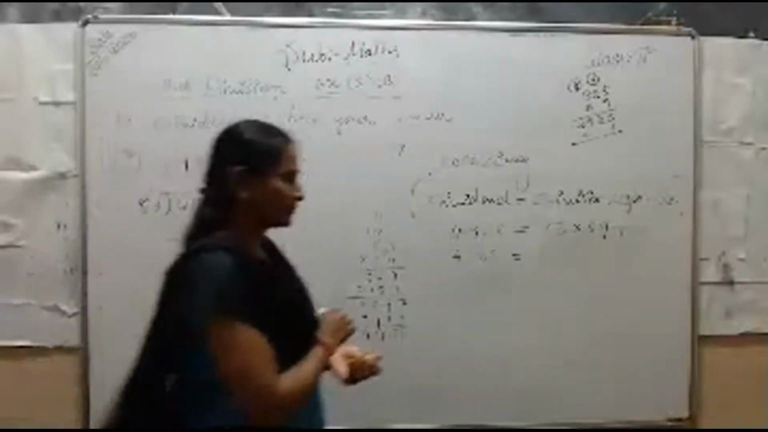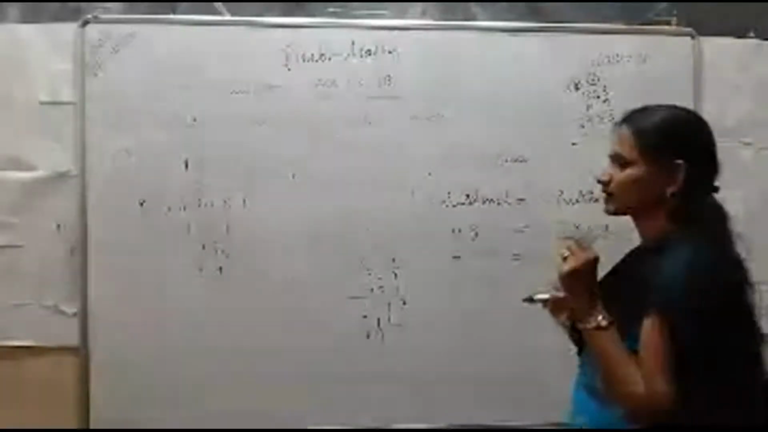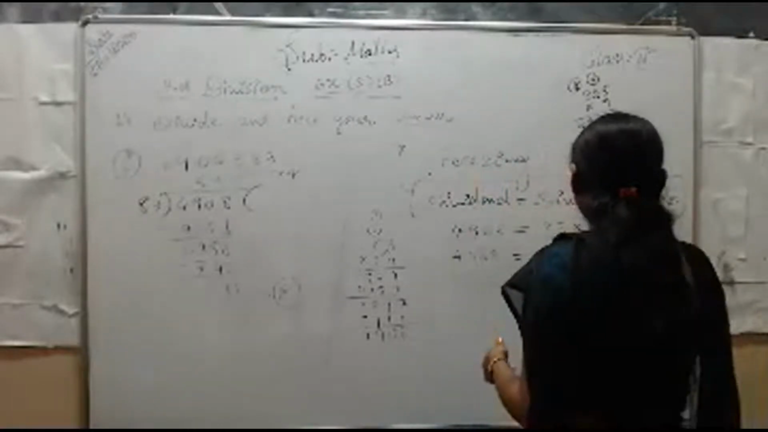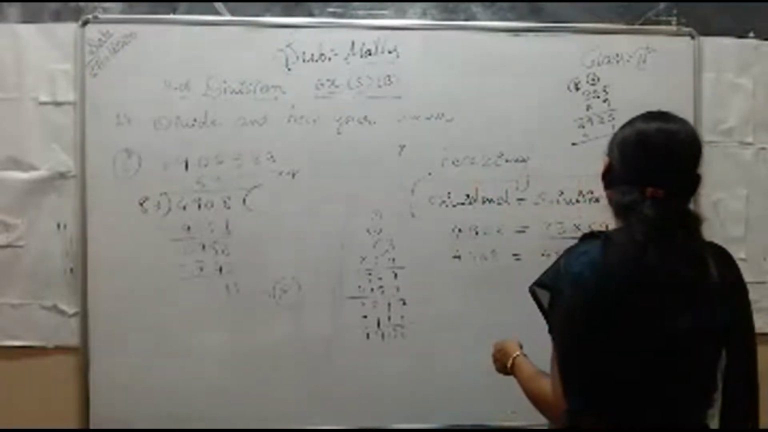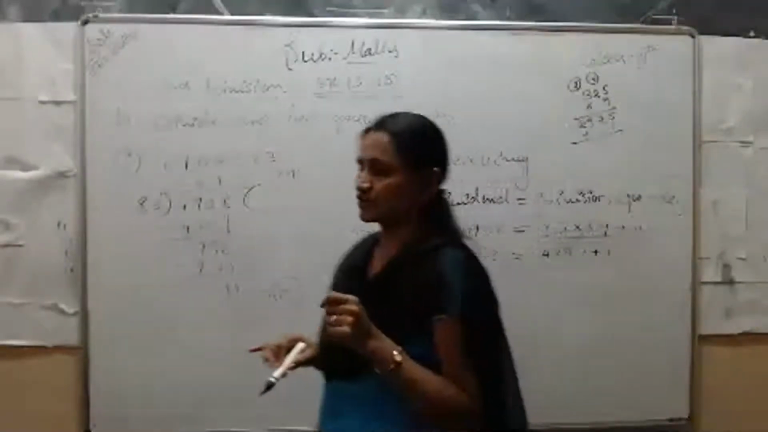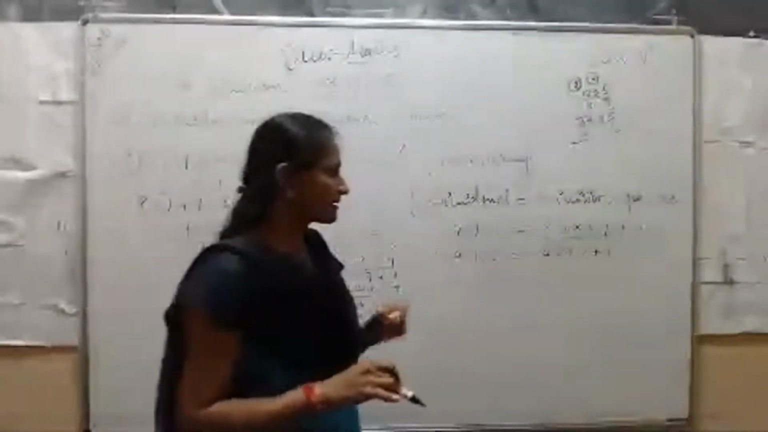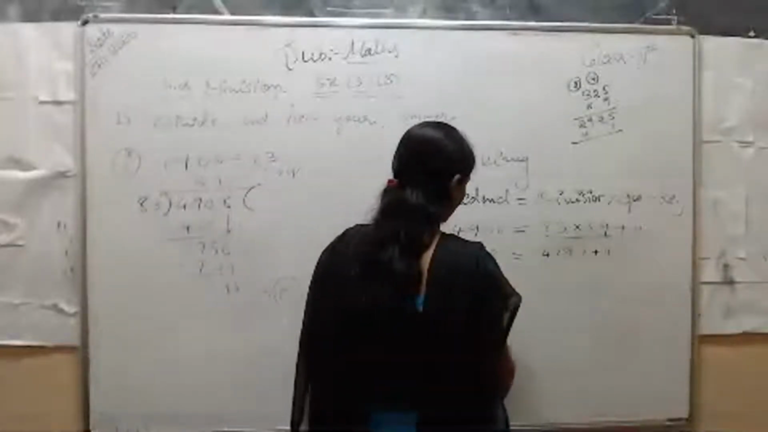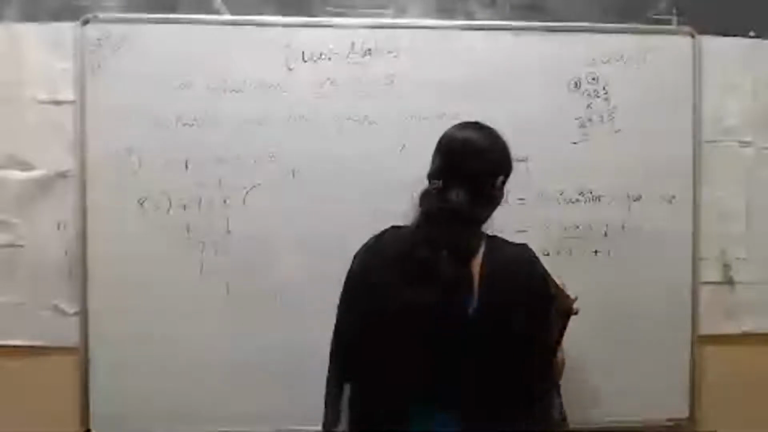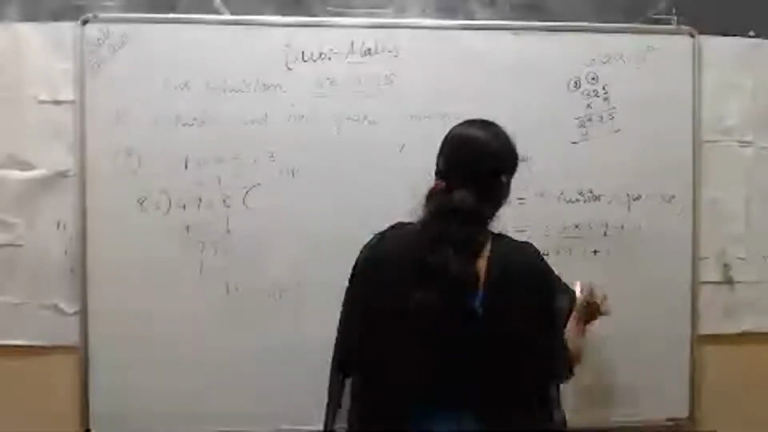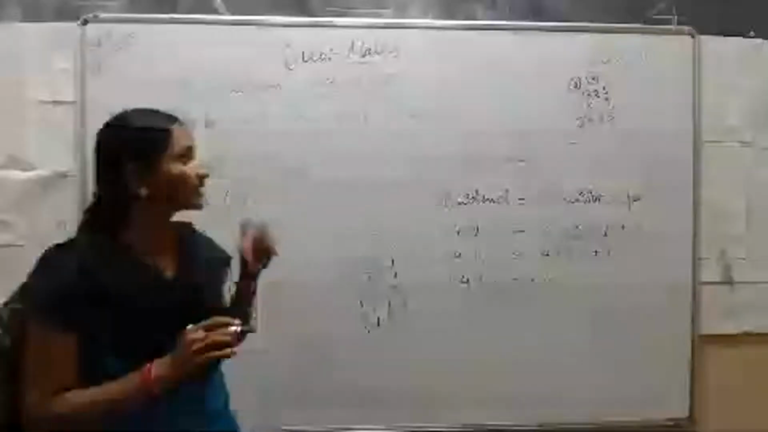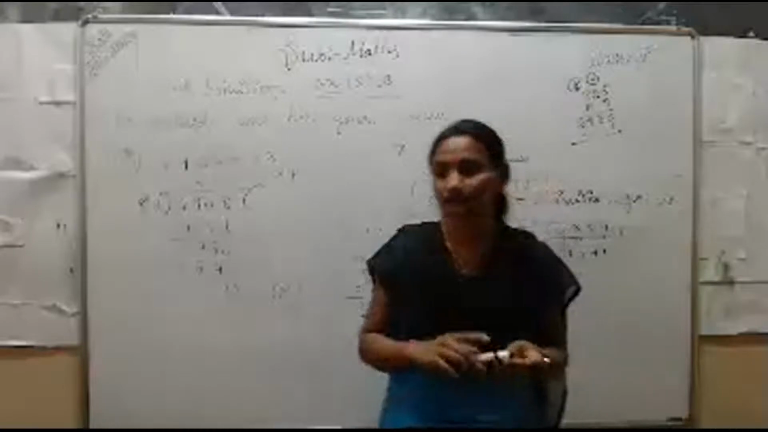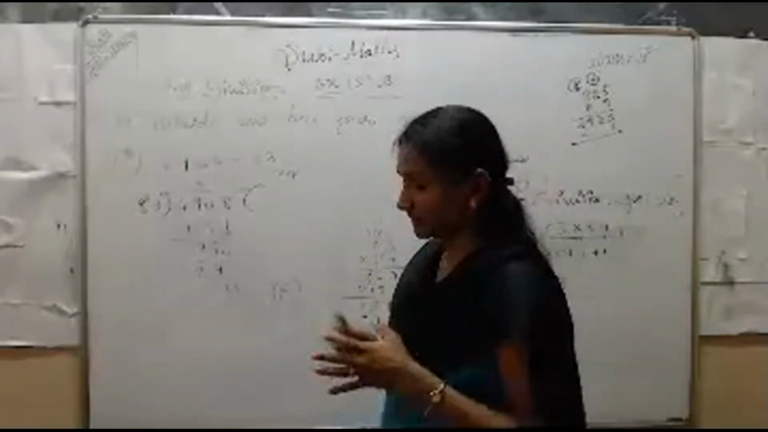Students, you just have to compare. 83 into 59, what is the value? That is 4,897. Afterwards, you have to add 11: 4,897 plus 11. Students, both sides are equal, because the RHS is equal to the LHS. So this is the method of checking your answers, the divide method. I hope you all understood this checking method.